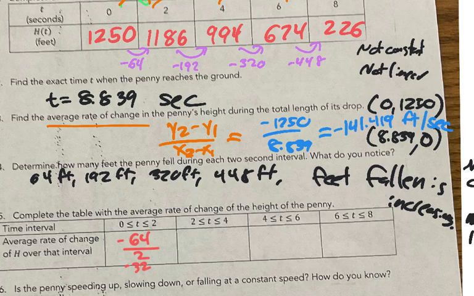Change in y over change in x. How much did the y's change between 2 and 4? Negative 192. How much did the x's change by? 2, which gives me negative 96. You good with how to find these? Can I just write them? Negative 160, negative 224. So these are the rates of change for each 2-second interval. The average rate of change.